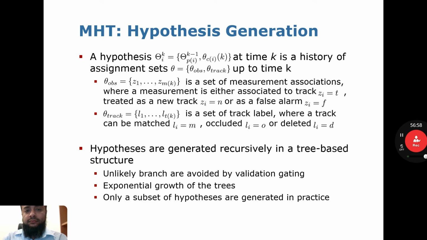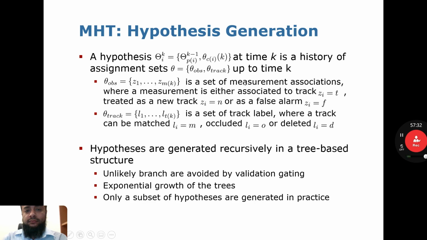Okay, suppose this is a set of hypotheses. Theta is a set of hypotheses, measurement prediction, and all other collected prediction at time k is a history of assignment set theta, where theta is observation and theta tracks, up to time k. So theta observation may be the sensor observation z1 to zm, having the cardinality mk measurements in the observation set.